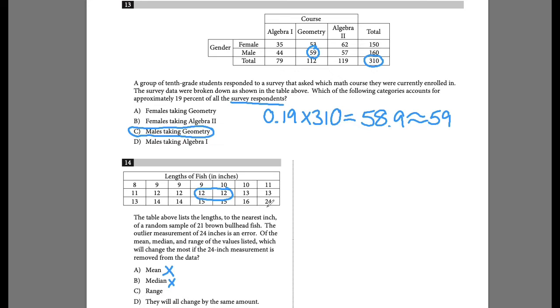The range right now is 24 minus 8, the biggest number minus the smallest number, which is 16. But if we remove 24, the biggest number is now 16. And the range would now be 16 minus 8, which would be 8. And it would go from 16 to 8, which would be reducing the range by 8. So that is going to be the biggest change if we remove 24 inches from the data set.